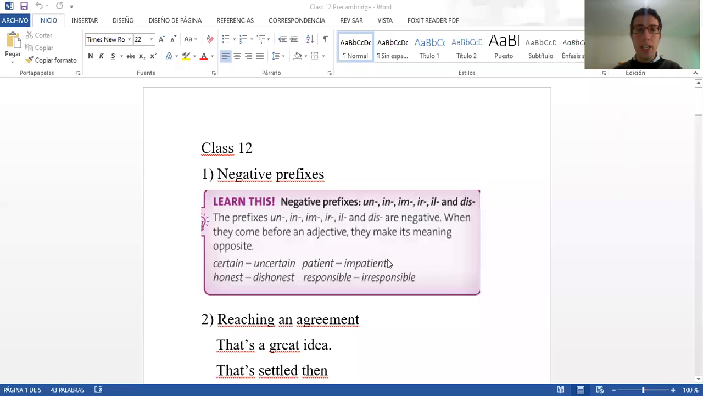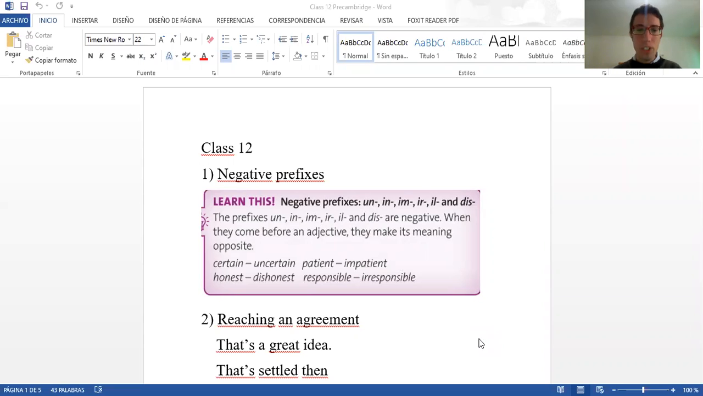Okay, so let me share screen for you, please. Okay, so negative prefixes. How do we form negative prefixes? Okay, we have some examples, right? We're going to learn some negative prefixes such as an, in, im, ir, il, and dis. Yes, they are all negative, right?